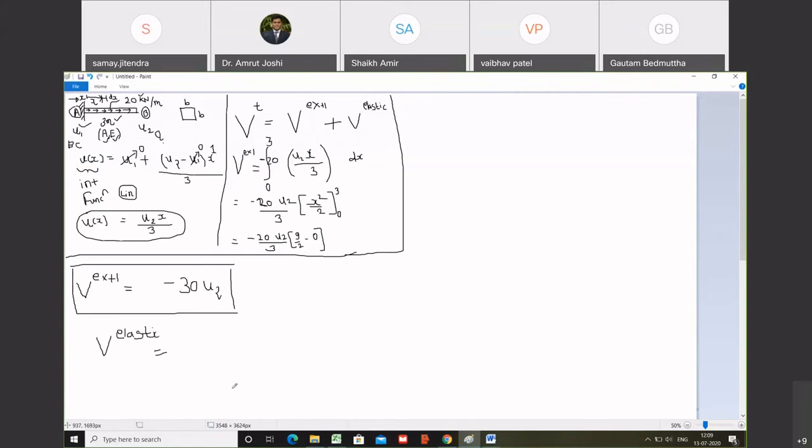Now can you tell me what is the expression for strain energy stored per unit volume? We did this in the theory of plates and shells. Tell me the expression for strain energy stored per unit volume. Stress tensor transpose into strain tensor. We did this, right? Do you remember this now?